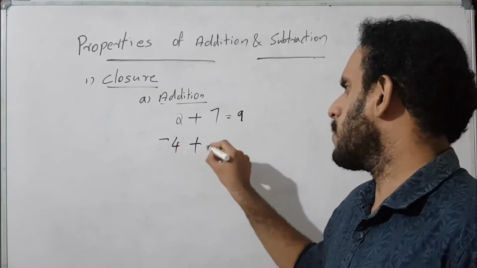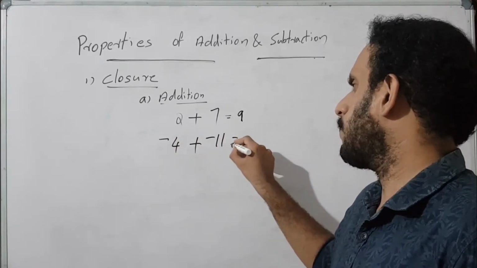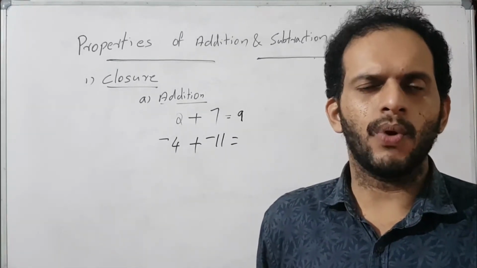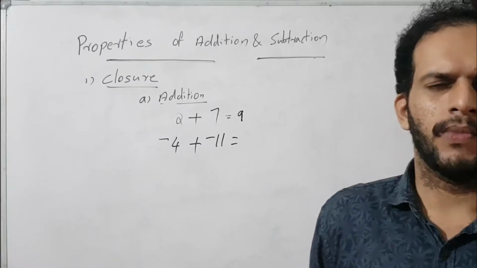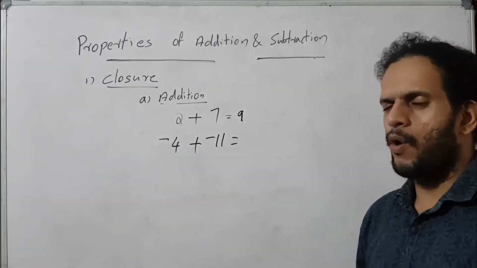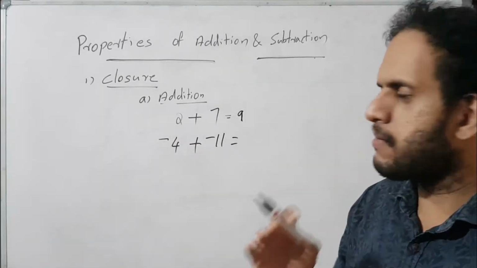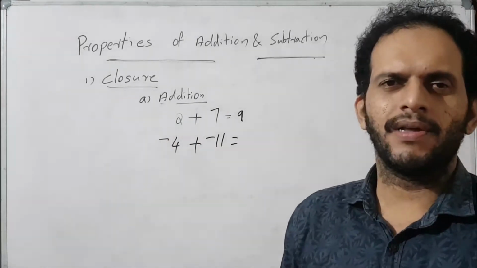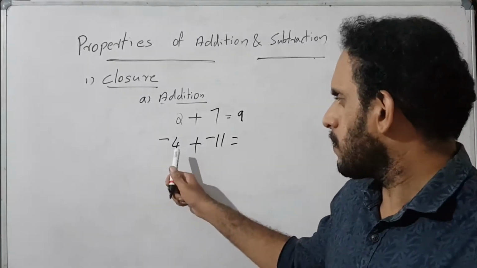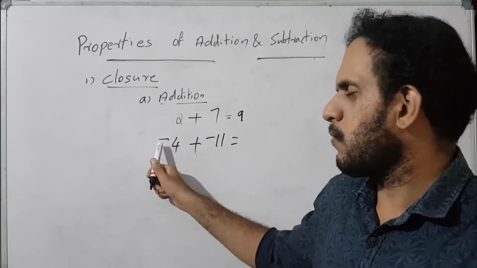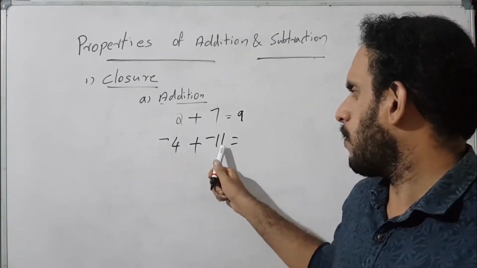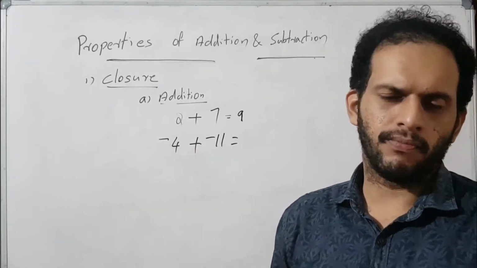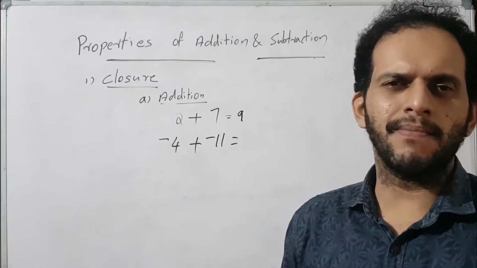-4 plus -11. Then you know how to add the numbers. What is the rule? In the case of addition, what do we check first? In every case, we check the sign in front of the numbers. What is the sign in front of 4? That one is minus. The sign in front of 11 is also minus. Both are negative, which means both have the same sign.